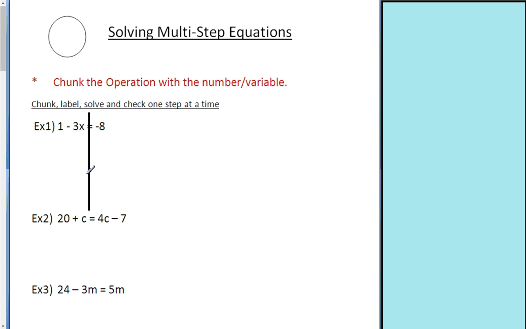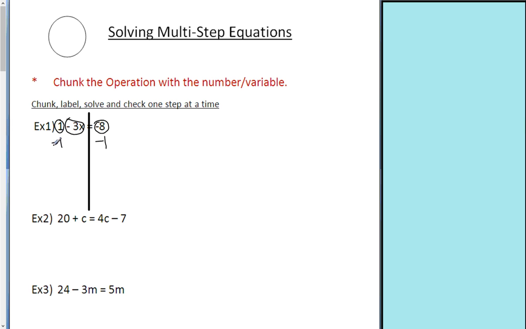Draw your line straight down the middle. Chunk the problem just like before. And then remember, what we're trying to do is get the x's by themselves. So I got to get rid of any chunk that's keeping my x from being by itself, which would be that 1. What is that 1? It's a positive 1. If I add to that positive 1 a negative 1, and I add a negative 1 to the other side, it keeps balance, but something magical happens.